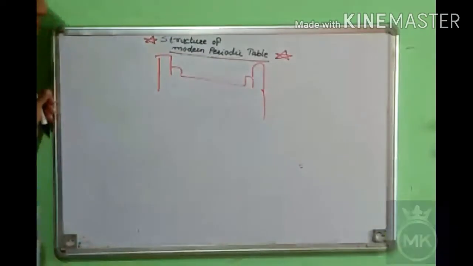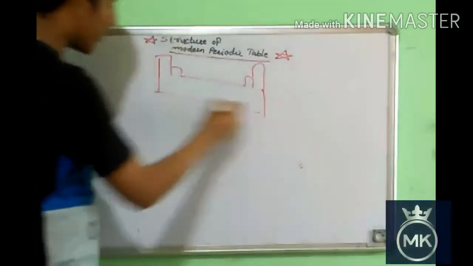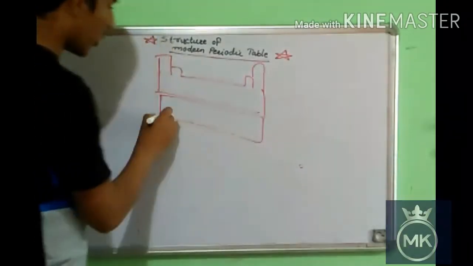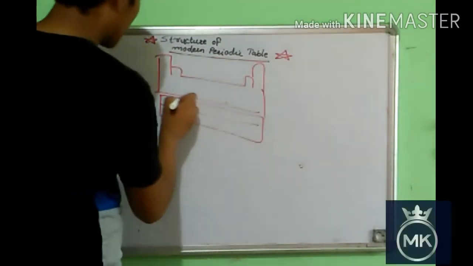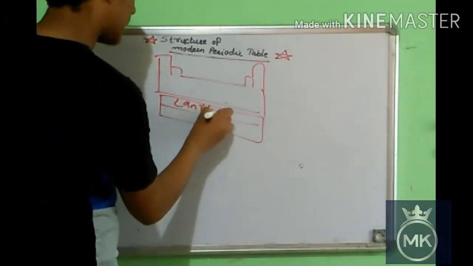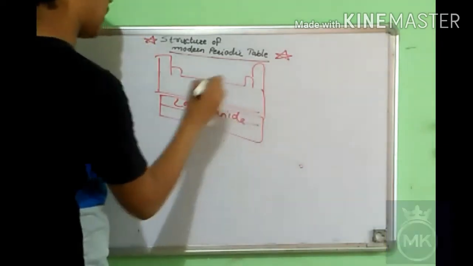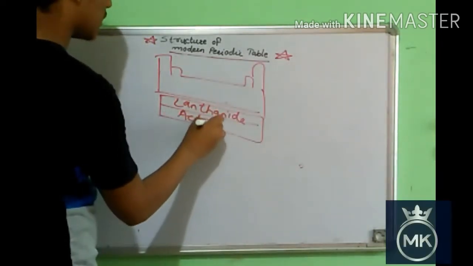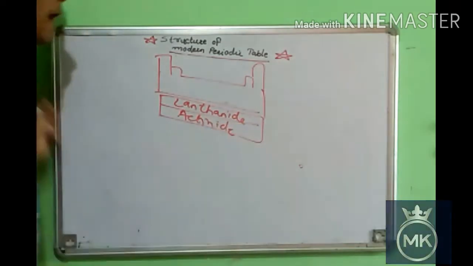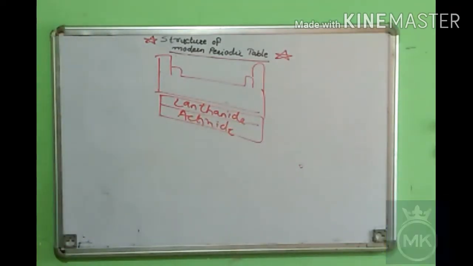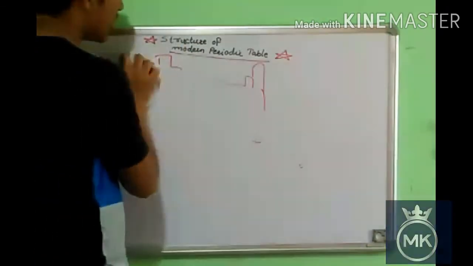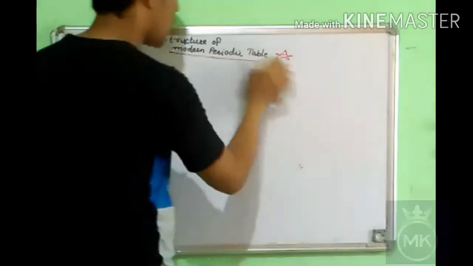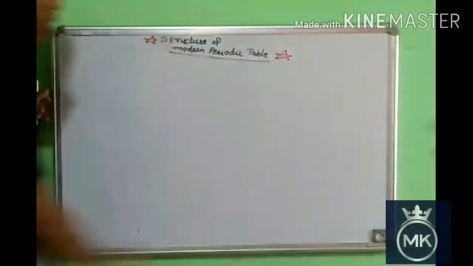The structure of the modern periodic table is like this. So this is the modern periodic table, and on the lower side of the modern periodic table there are two series, or two rows as we also call them. So the lanthanide and actinide series are included in the F block. So friends, this is the distribution of elements or groups in the blocks of the modern periodic table.